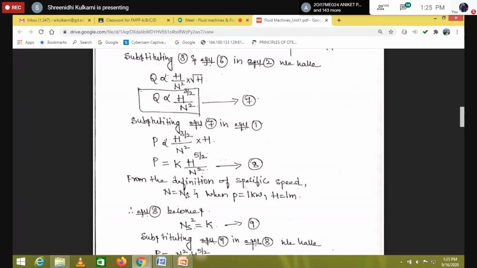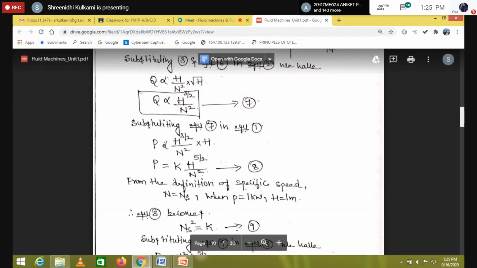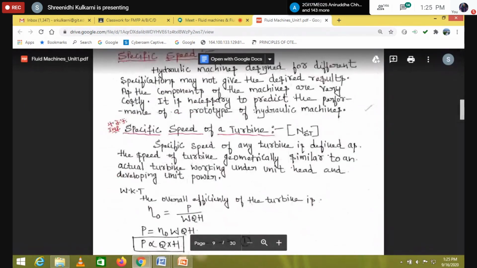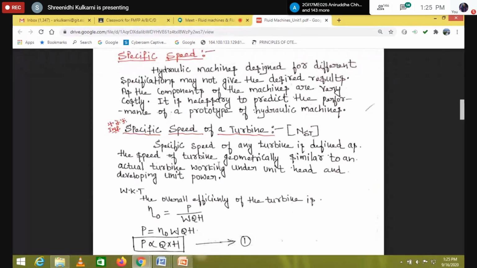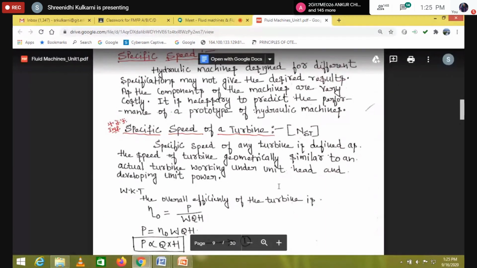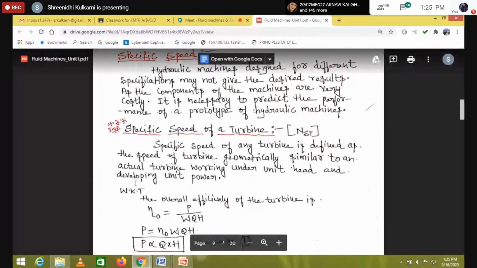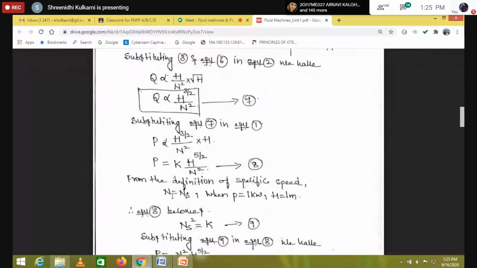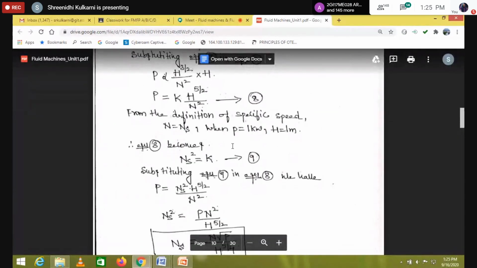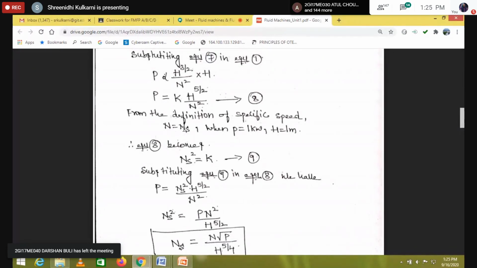Specific speed of a turbine is the speed of a turbine that is geometrically similar to an actual turbine working under unit head and developing unit power. So as per the definition, here I will write what the specific speed is. Speed I will call the specific speed, power I will call unit power, and head I will again call unit head.